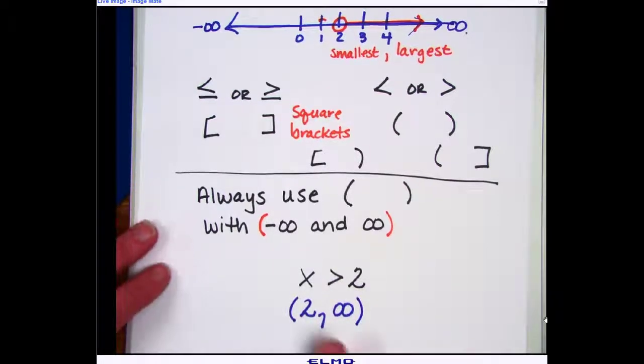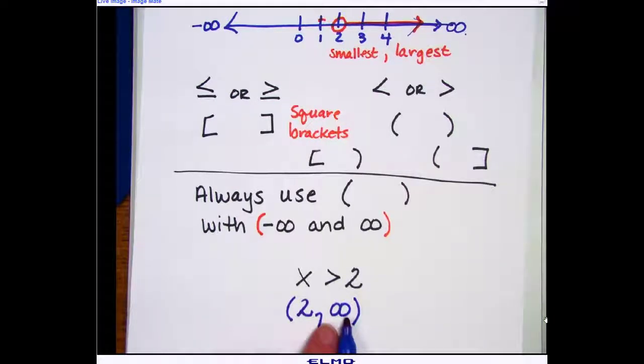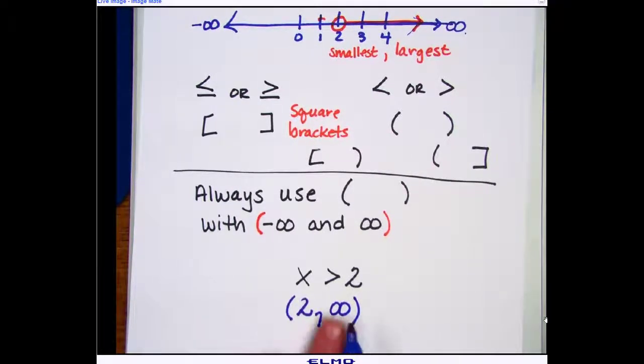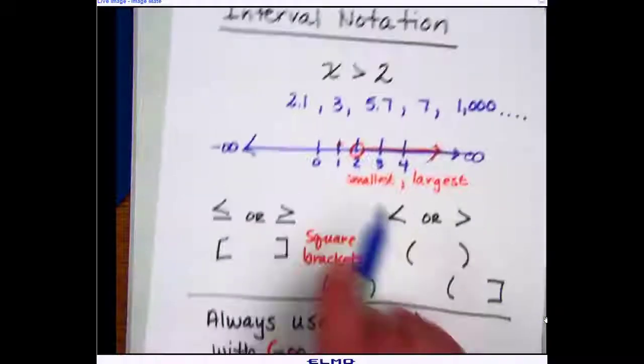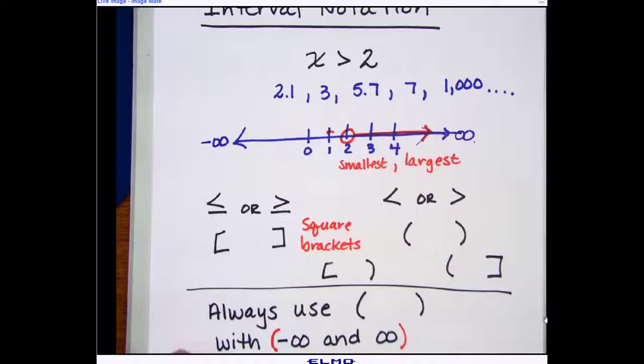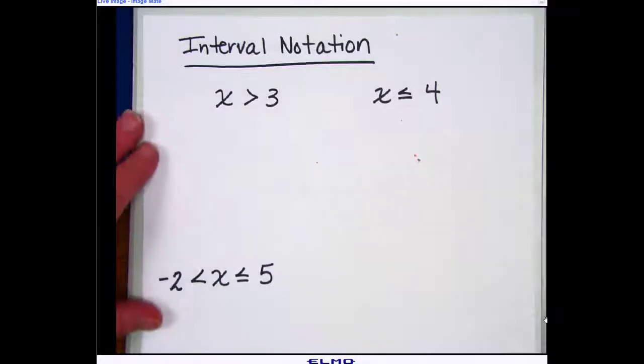Okay, so this is interval notation. How would I distinguish this from a point? Well, you have to take it in context. Obviously, this is not a point because I would never have infinity here. But if you have two numbers, you have to take it in context. Are you trying to represent an interval, or are you trying to represent a point? So keep that in mind. All right, let's do more examples.